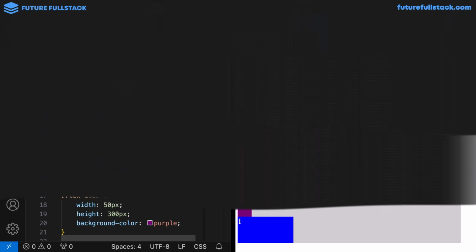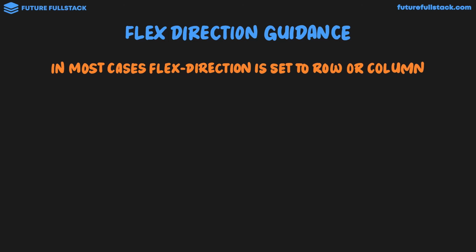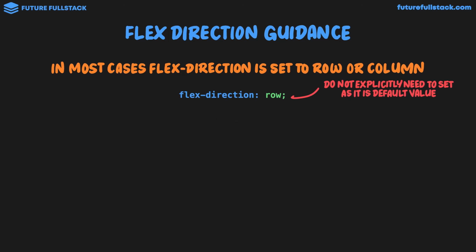So let's now take a look at some flex direction guidance. In most cases, flex direction is set to row or column. So let's look at some examples of flex direction row first. And as I've mentioned, you do not explicitly need to set flex direction row as it is the default value.